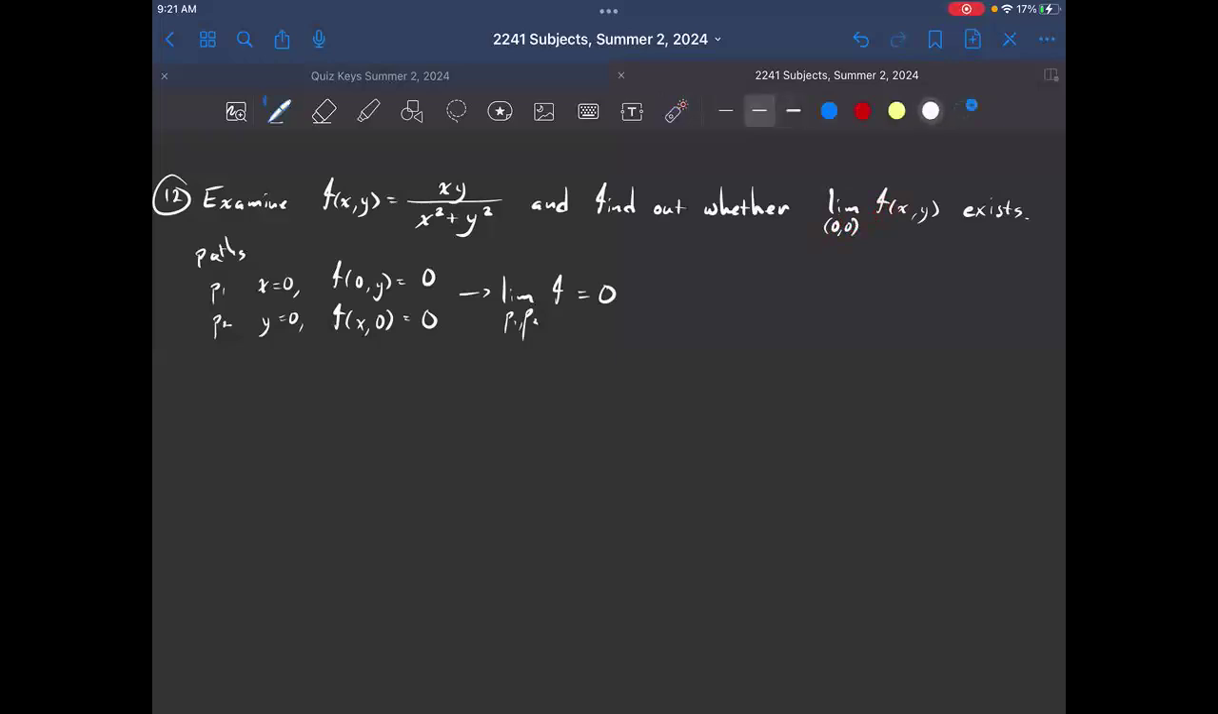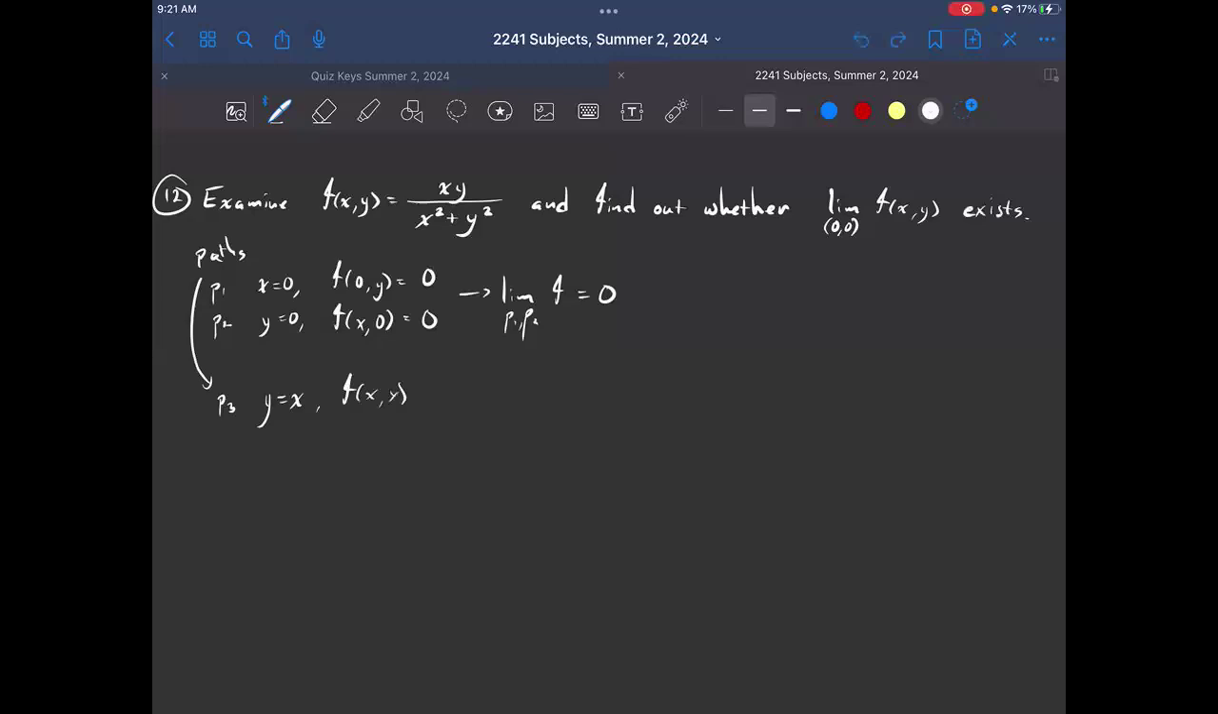Okay, but does that mean that the limit as x approaches 0 in general of f exists? Well, no, it doesn't, because we only chose 2 paths, and there are infinitely many paths that we can come in to 0, 0 along. So here's where that last path option that we did above will come in handy. So P3 is going to be y equals x, and now we have f of x comma x.